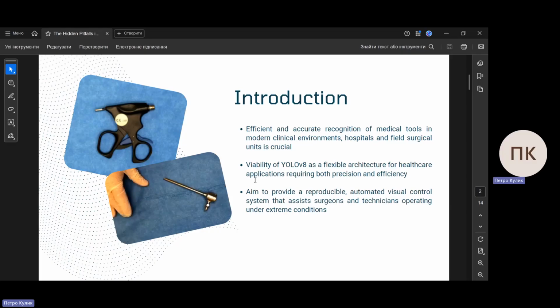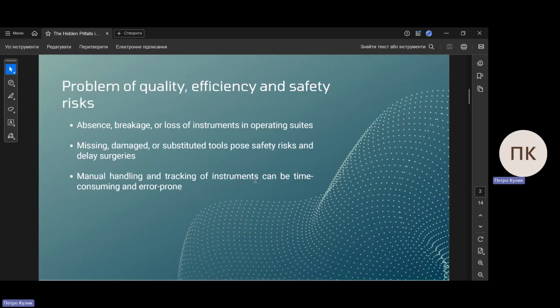Recent advances in deep learning, particularly the You Only Look Once family of object detection models, have demonstrated strong potential for real-time medical image analysis and surgical tool recognition. A persistent and serious problem in surgical practice is the absence, breakage, or loss of instruments in operating suites. Clinical teams frequently encounter situations where a surgical kit is opened only to discover a missing instrument, a damaged component, or an inappropriate substitute from another kit, which can compromise patient safety and delay the procedure.